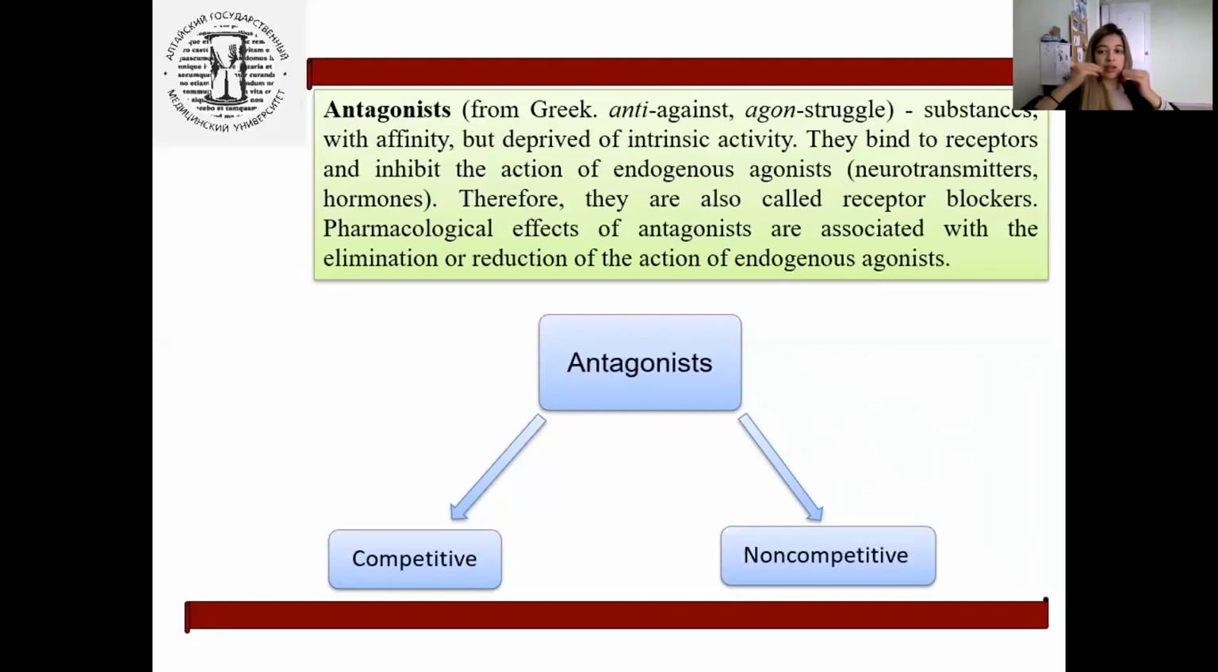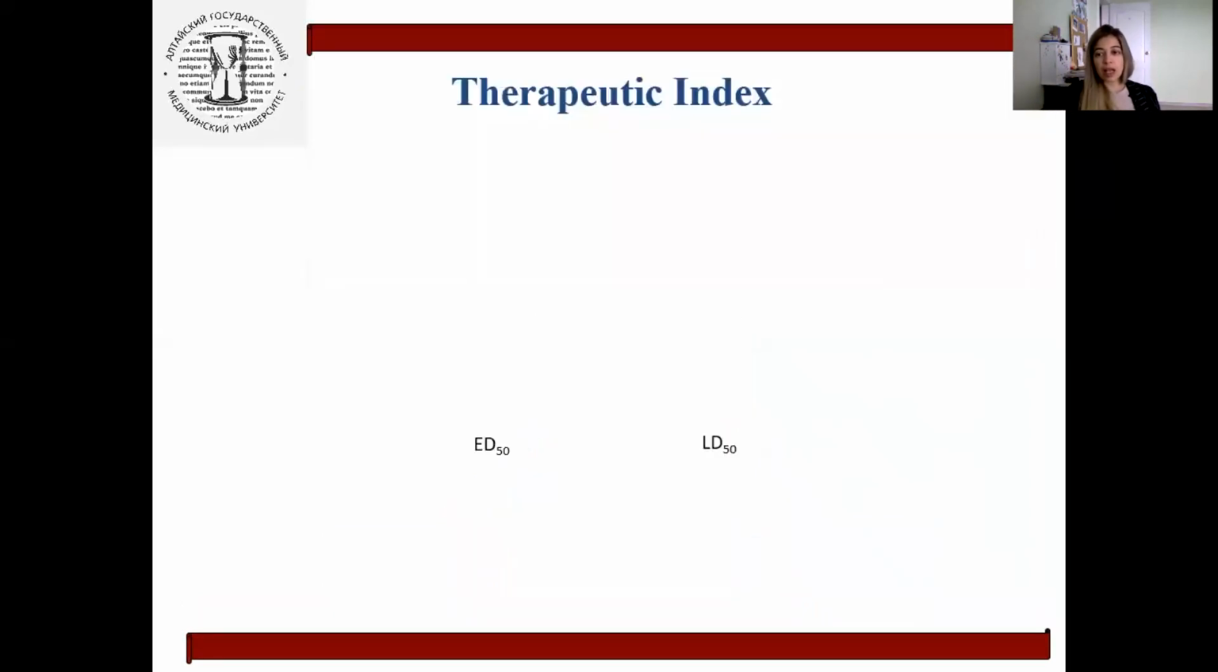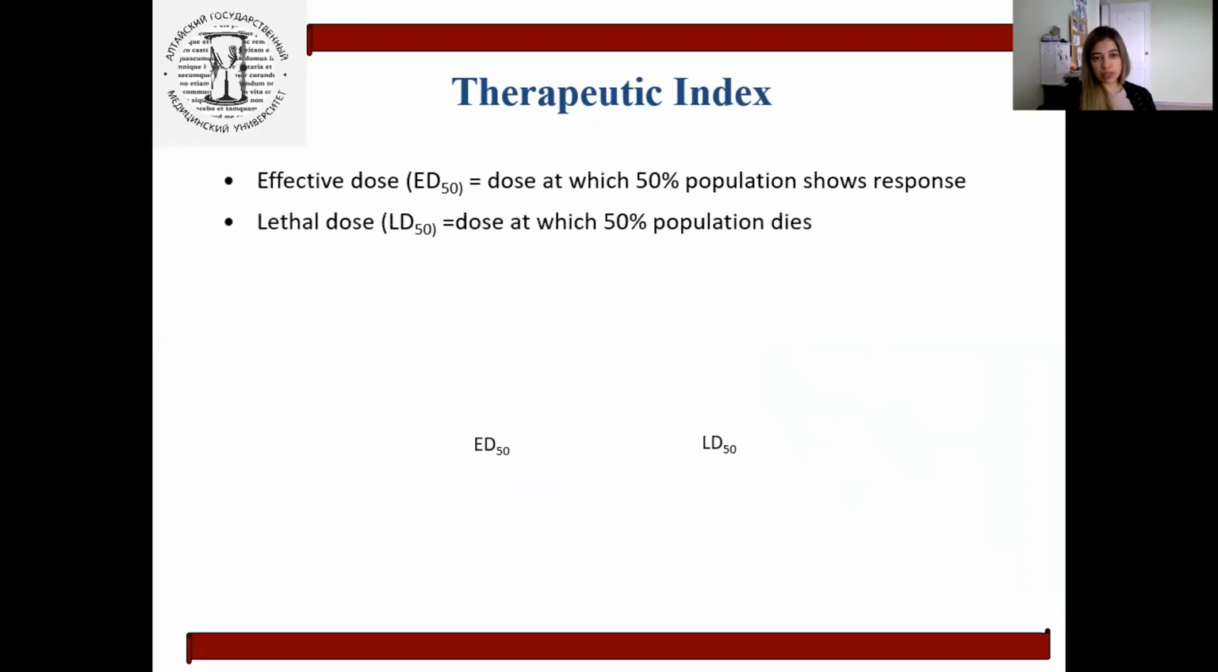So there is no competition between them, and that is why this is non-competitive. Also, one very important thing is the therapeutic index. But first, to understand what it is, we will discuss the effective and lethal dose. Effective dose, ED50, is the dose at which 50% of the population shows the response to the drug.